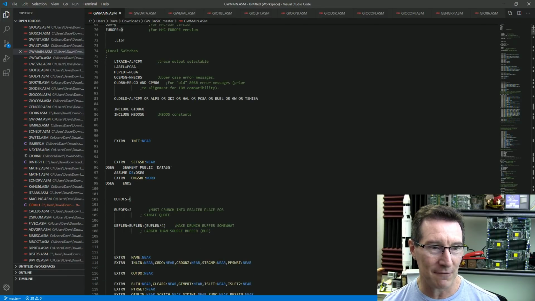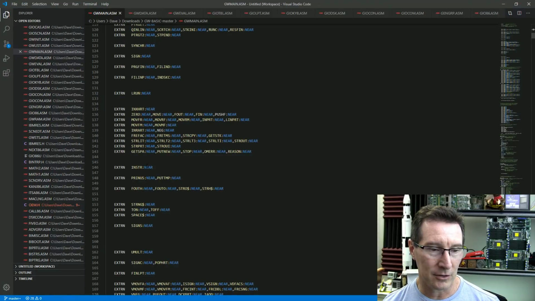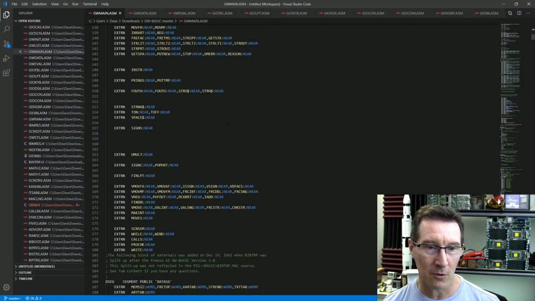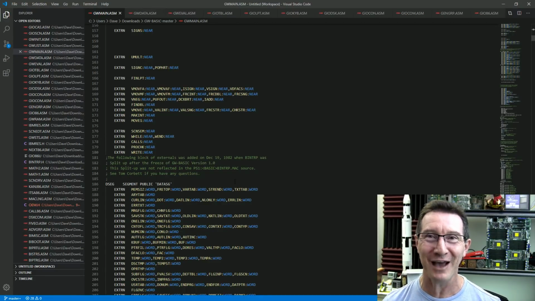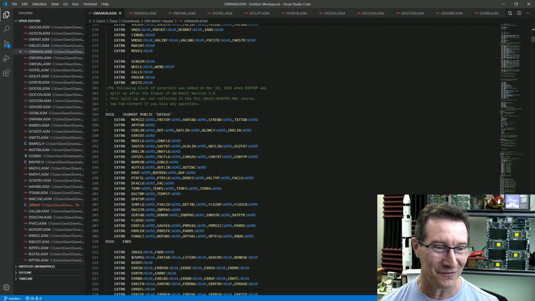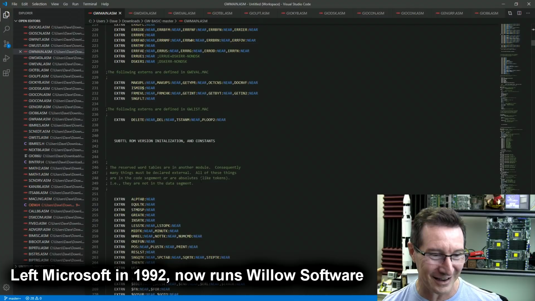There are no comments on everything. Okay, we've got externals. There are no comments on any of those. The following block of externals was added on December 19th, 1982, when Bintrap was split up after the freeze of GW Basic version 1. This split up was not reflected in the blah. See Tom Corbett. Leave it in the comments if you know who Tom Corbett is. See Tom Corbett if you have any questions. Maybe we can still find Tom and we can ask him. Good on you, Tom. The following externals are defined.